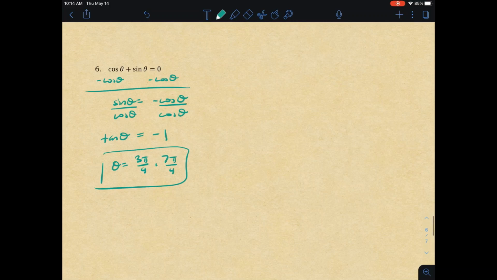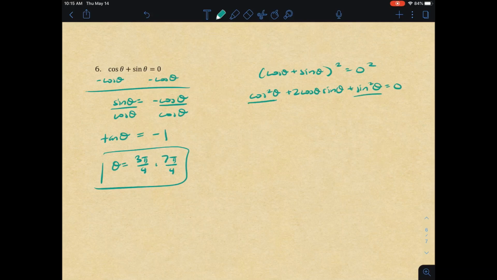This is one way to do it. Now, if you were to square both sides, this is what might have happened. From here, you would just multiply everything out. And then cosine squared plus sine squared is just 1, right? So you'll be left with 2 cosine theta sine theta plus 1 equals 0. And then from here, it just gets kind of confusing.